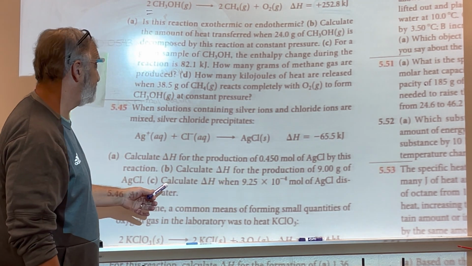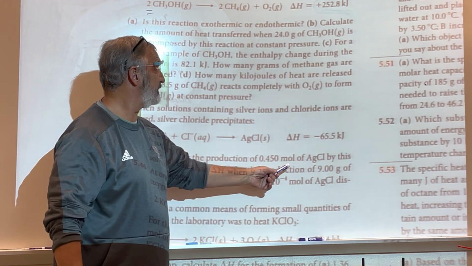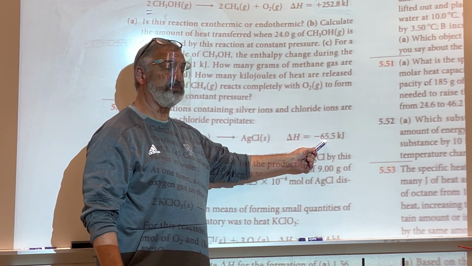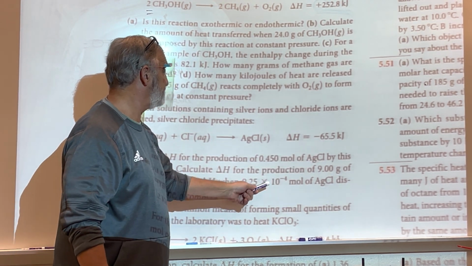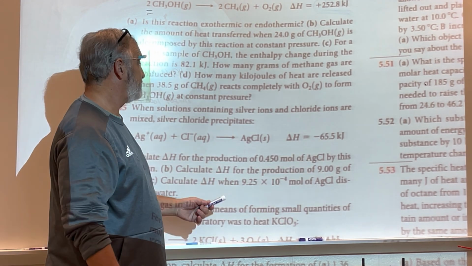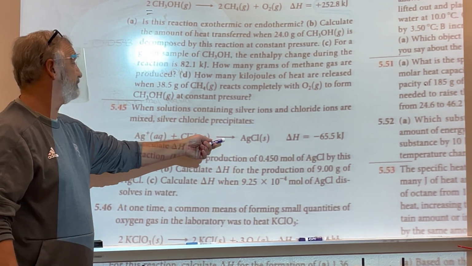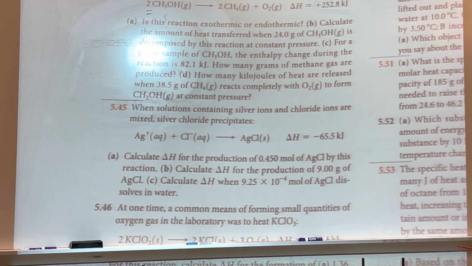You do everything else the same. You have moles, but you're just going to multiply by the positive 65.5 kilojoules per 1 mole. And so what does that come out to? 6.06 times 10 to the negative 2 kilojoules. But it's going to be positive and not negative because we're going the other direction. Okay?